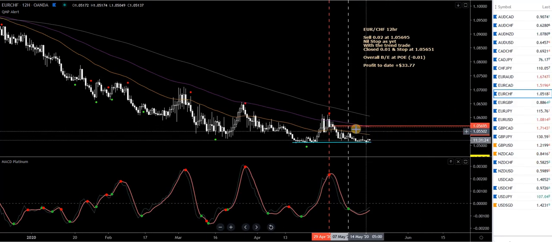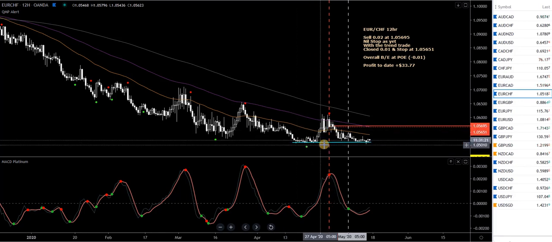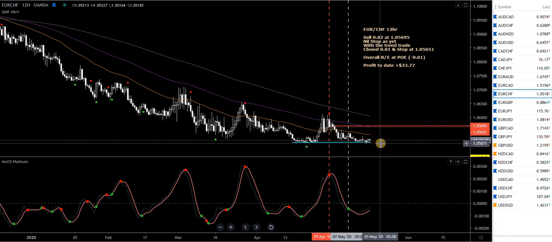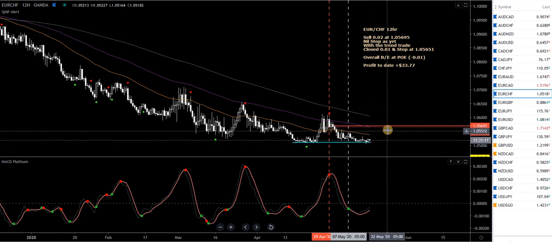Euro Swiss in a sell-back here. There's talk about some intervention by the Swiss Central Bank, so who knows where this is going to go. I've got a sell, I've got a stop in place, can't lose on it.